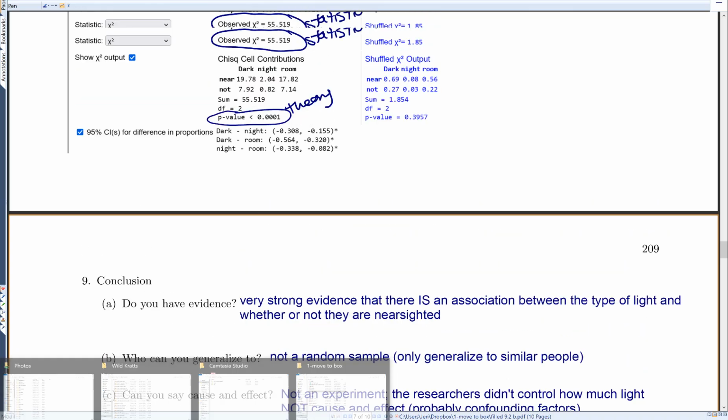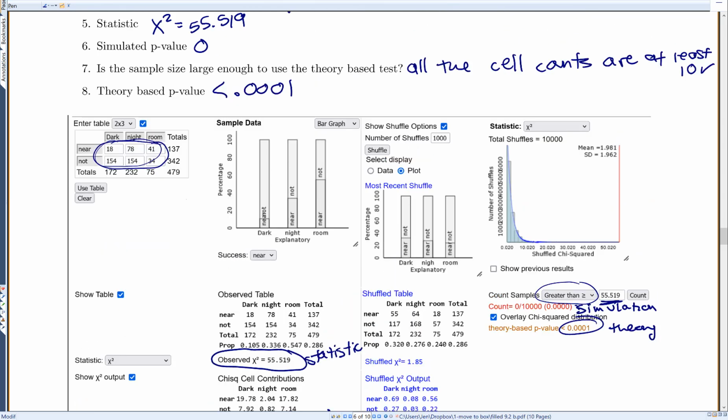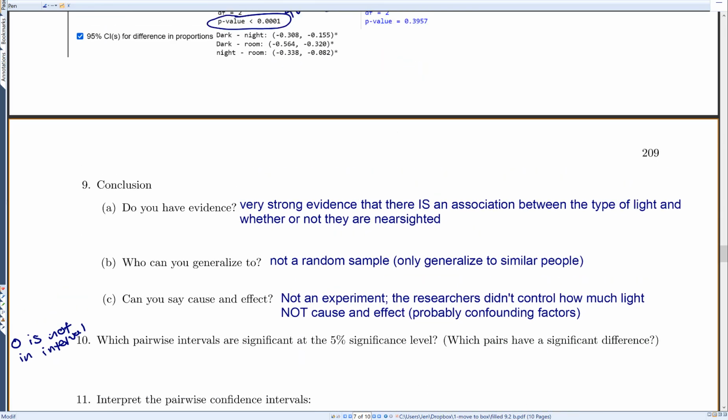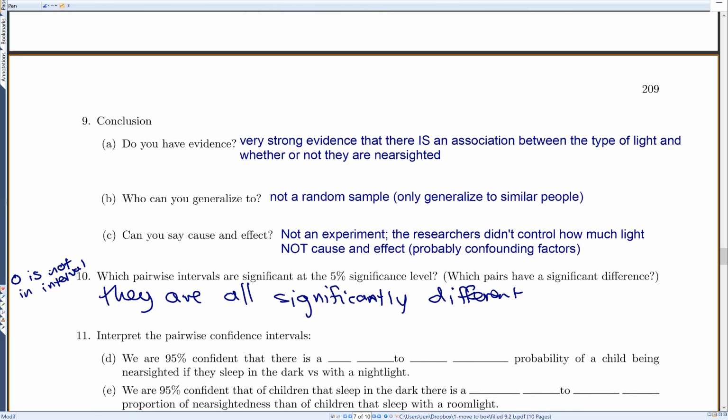So let's go back up. Before we look at it, I just want you to see, could you guess, looking at this plot, notice how they all seem different. So they all look different. I'm going to guess that they might all be different from each other. Let's see if I'm right now. Okay. So if 0 is not in the interval, that means they're significant. So looking at this, 0 is not in any of the intervals. So they are all significant, or they were all significantly different.